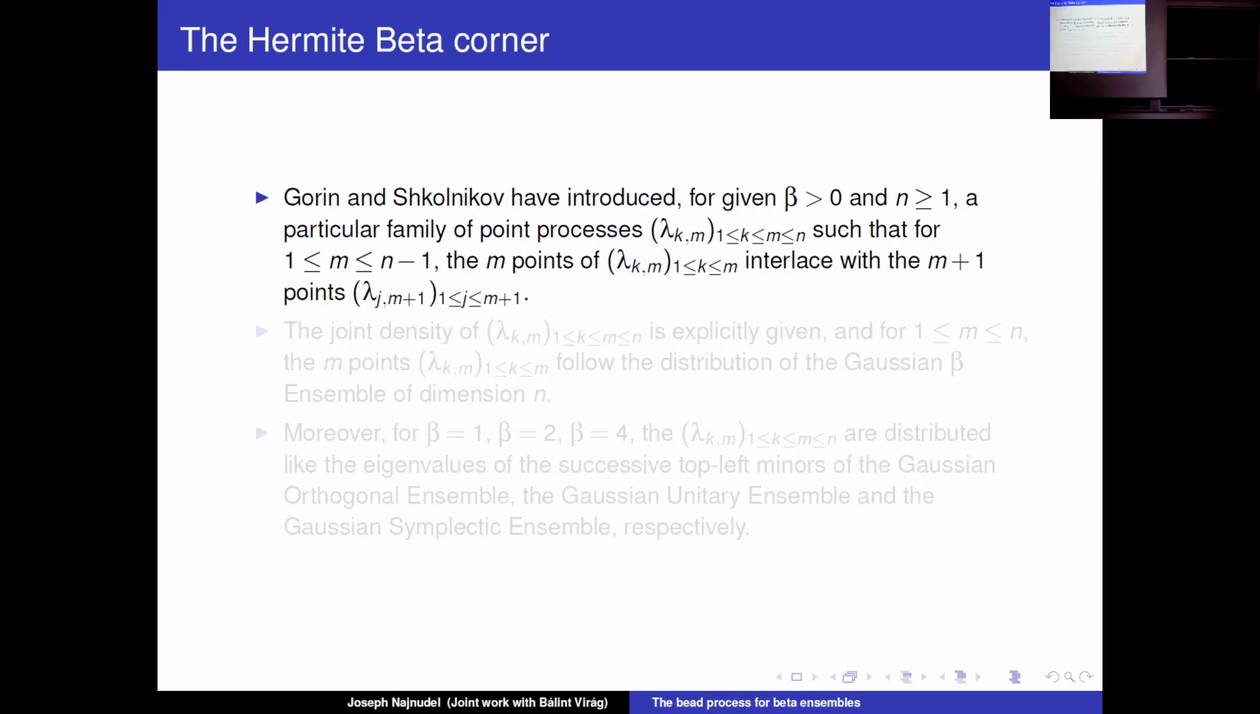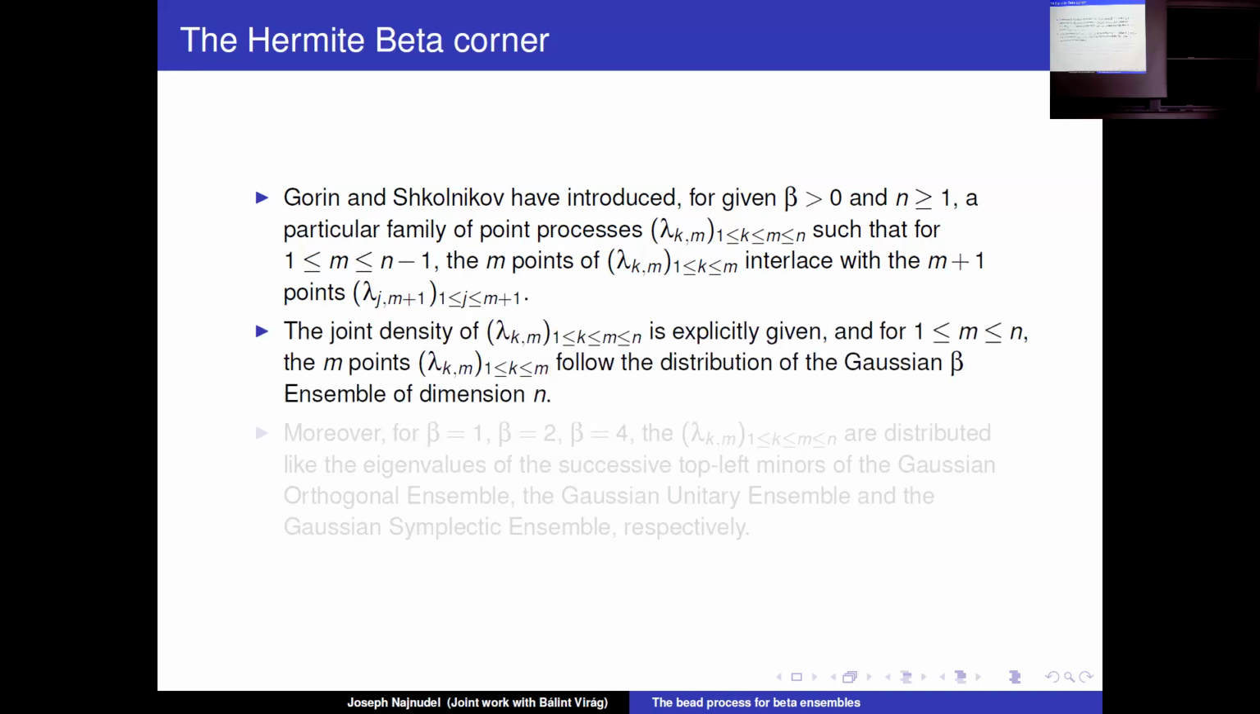Okay, so it's a configuration of points like this. So it's a finite version of the bead process somehow. And there is a joint density explicitly given, such that here you have G beta E, here 5, and then G beta E 4, and so on. So each line corresponds to the G beta E, and between different lines, we get interlacing points.